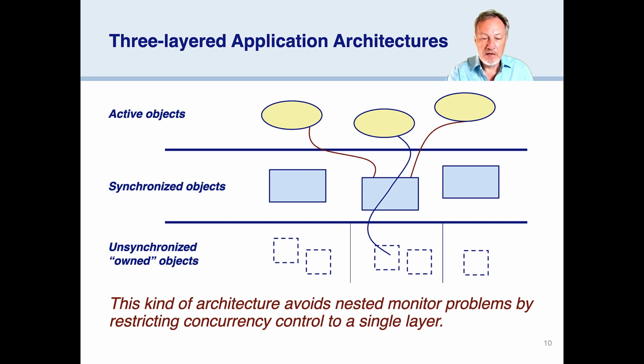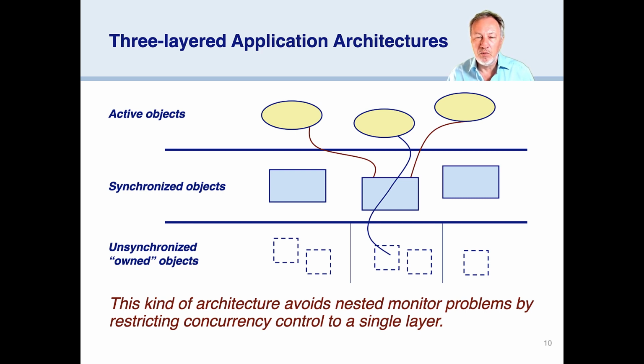Now, the classical way of organizing processes and resources in a shared variable world is to split the world into 3 separate layers. At the top layer, we have our active objects, or our processes. At a layer below that are the synchronized shared resources. And at a lower level, we may have some objects which behave as owned resources.